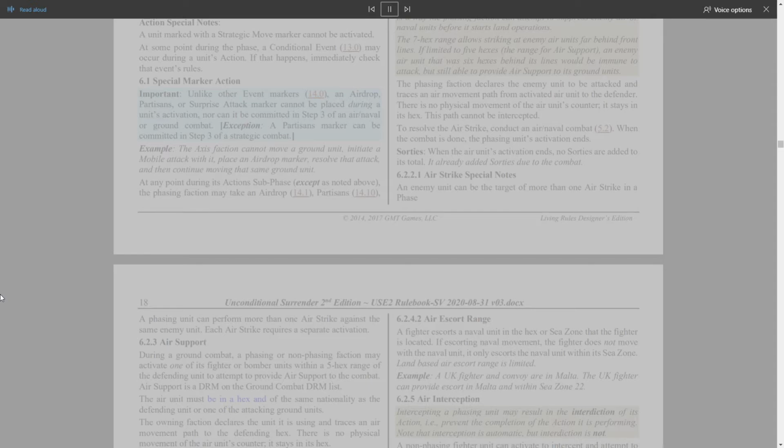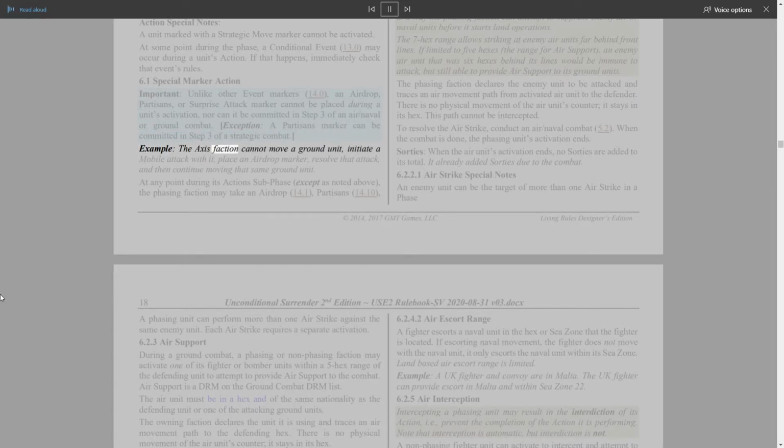Action Special Notes. A unit marked with a strategic move marker cannot be activated. At some point during the phase, a conditional event of 13.0 may occur during a unit's action. If that happens, immediately check that event's rules. 6.1 Special Marker Action. Important: unlike other event markers of 14.0, an airdrop, partisans, or surprise attack marker cannot be placed during a unit's activation, nor can it be committed in Step 3 of an air, naval, or ground combat. Exception: a partisans marker can be committed in Step 3 of a strategic combat.